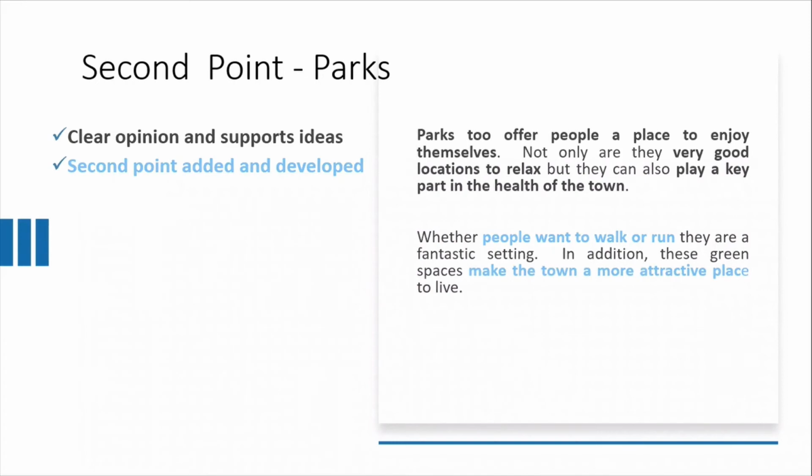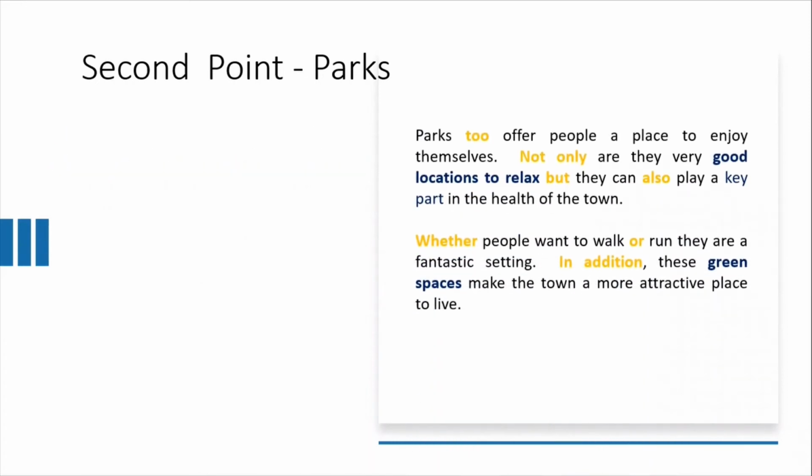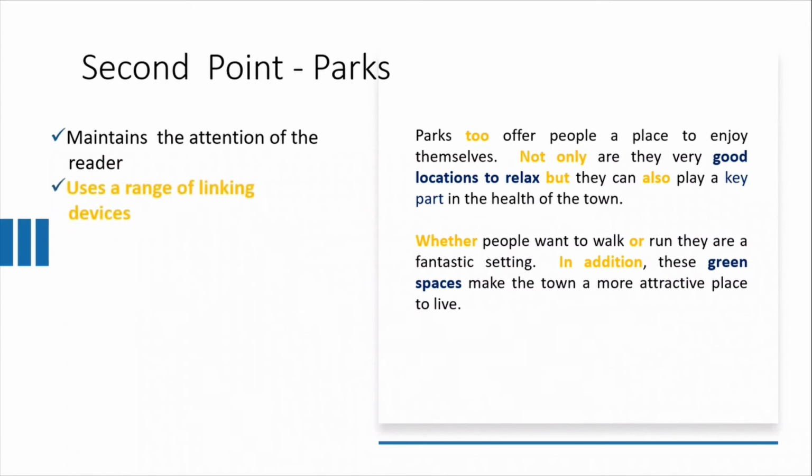If we move on now to look at the language, and clearly with the detail in this paragraph, the writer does maintain the attention of the reader. We can see a range of linking devices. Some of them are common, some of them are not so common, but it is important to be able to use a good range of these. We can also see some appropriate vocabulary in this paragraph, and once again, there are no errors. Let's move on now to the final paragraph, the conclusion, or where the writer justifies their choice.